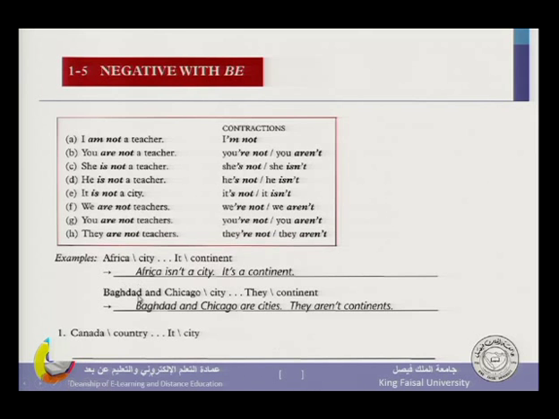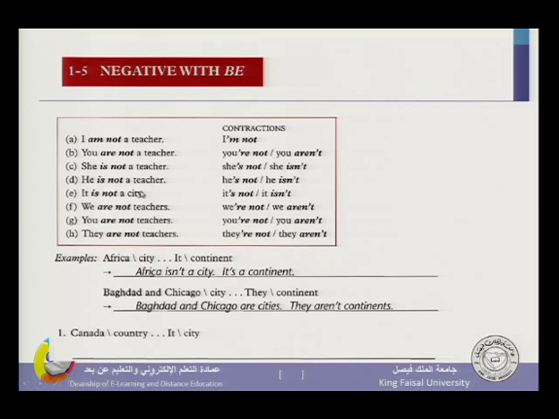Okay, now let's do this exercise. Africa, city, continent. Continent means a large landmass, so we can say Africa is not a city, right? To use the contracted form, we can say Africa isn't a city. Look at this. Isn't, like this one. Africa isn't a city. It's a continent. It is used instead of Africa here, okay, and the contraction of is, so it's, like this one.